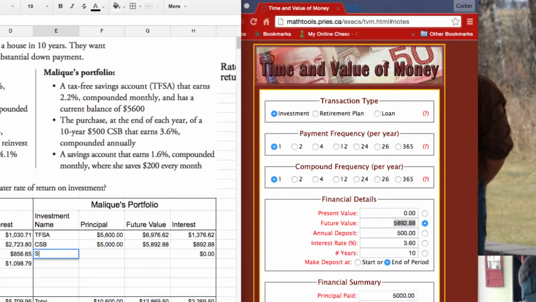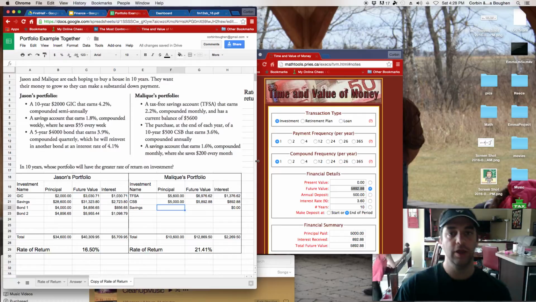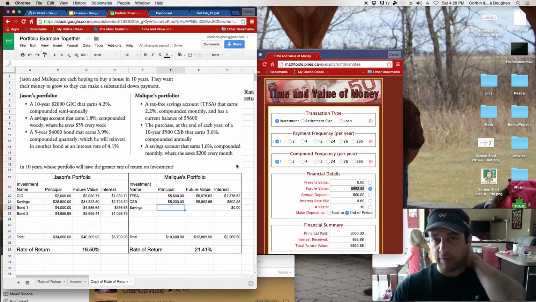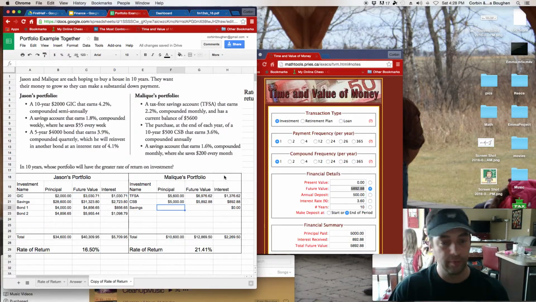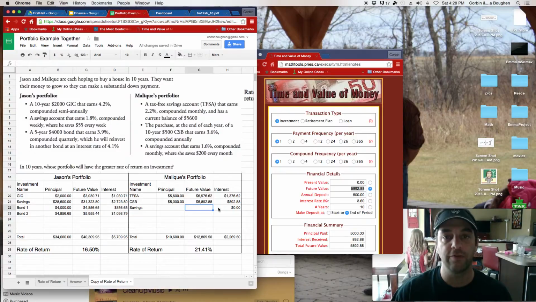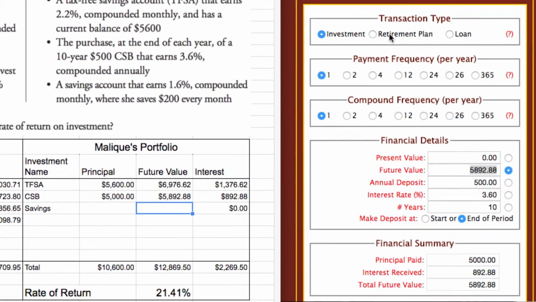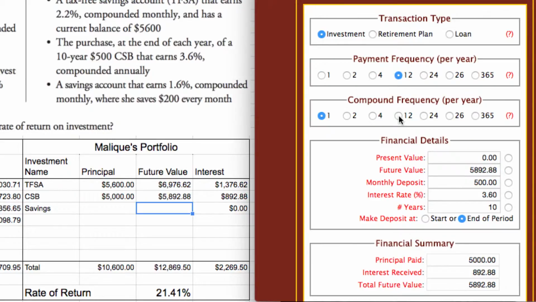This one's not tax-free, so this one's simply just a savings account. We'll have to do principal last because again, there are compound periods in there. So anytime there's a recurring payment, probably do the principal last, or I like to do the principal last. So let's do the future value first. Okay, so the savings account is 1.3 compounded monthly. So let's change this to monthly.